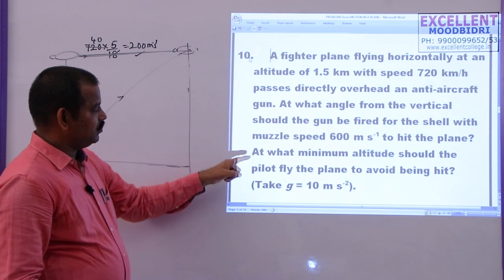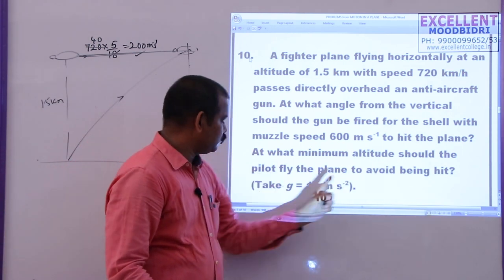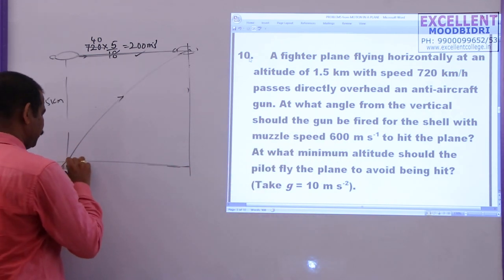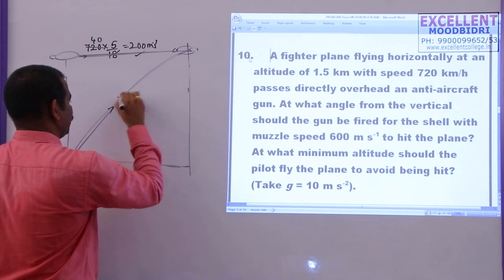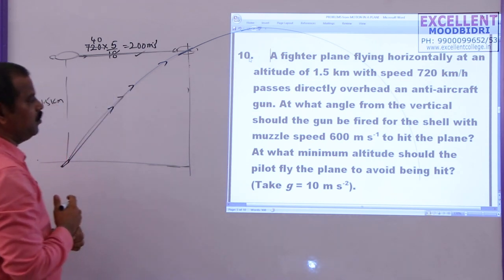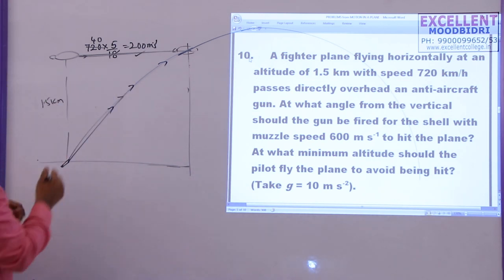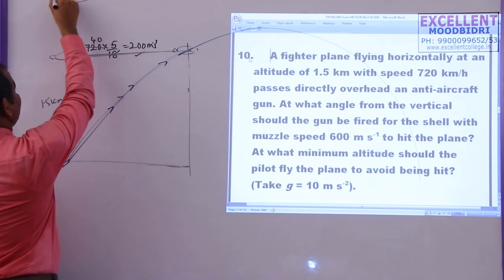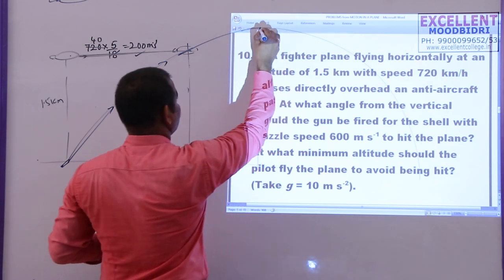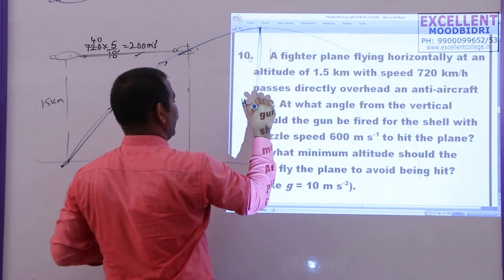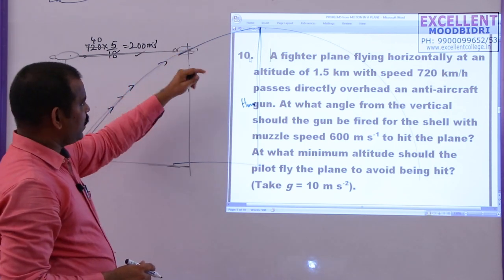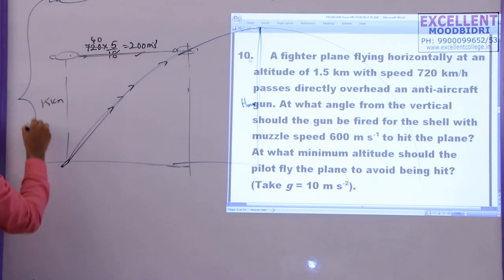In the 10th problem, you see the second part. At what minimum altitude should the pilot fly the plane to avoid being hit? So here, when the shell is fired from the gun, let us say it is moving in a parabolic path. So it will reach maximum height and then it will move in the parabolic path and hit the ground somewhere. But if this aeroplane moves somewhere here, which is above the maximum height, so let us say it is moving in this direction. So if it is above the maximum height, H max, then this shell will not hit the aeroplane. So to find this value, what should be the height of the flying?